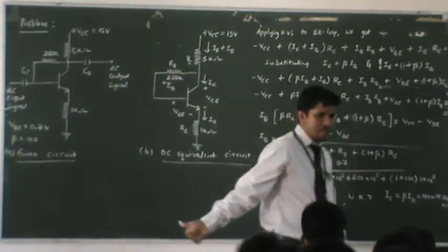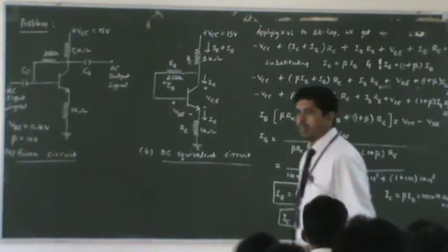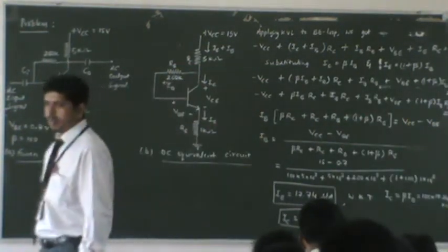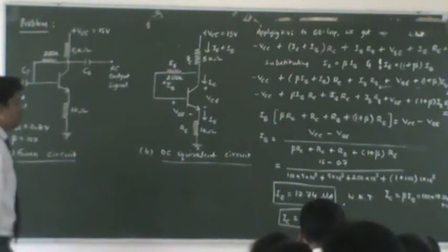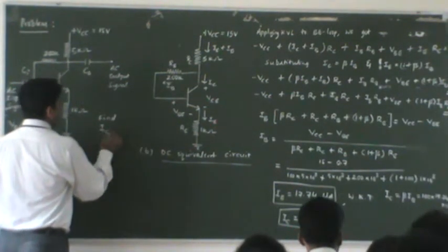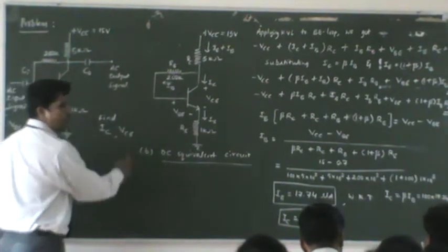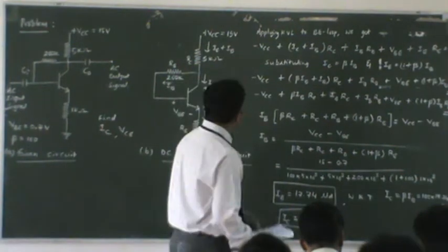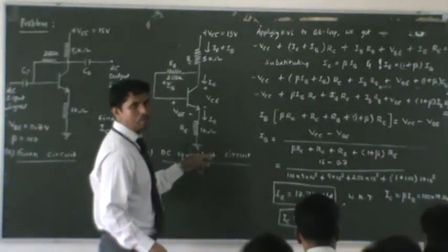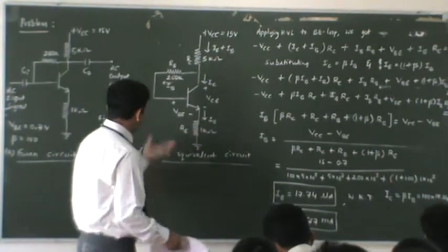What must we find in this problem? The Q point. We need to estimate IC and VCE. That's what we will find. IC we already estimated. Next we need to estimate VCE. How do you find VCE? Just apply KVL to the collector circuit loop and find out the value of VCE. Understand this? Just work it out here.